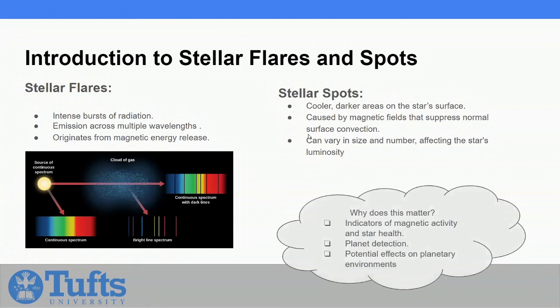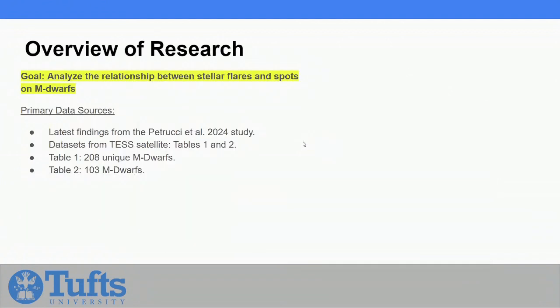Understanding these phenomena is so important because they tell us about the magnetic dynamics within stars. In M-dwarfs, flares and spots can be extremely pronounced and influence a star's luminosity significantly. Moreover, the frequency and intensity of flares can disrupt planetary atmospheres or even strip them away entirely.